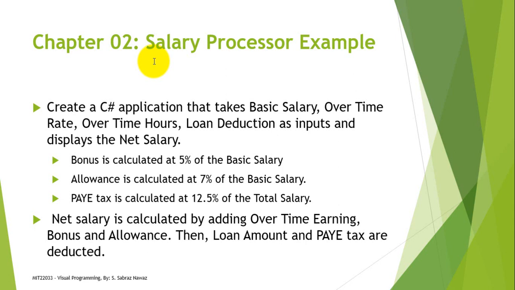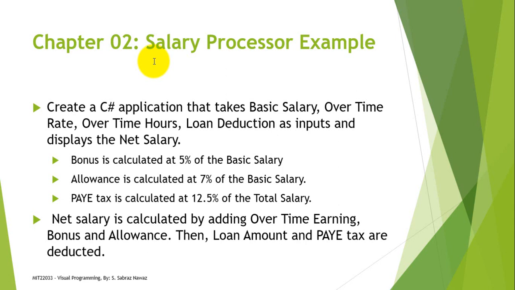So here we are going to have a basic salary as input, overtime hours and overtime rate as inputs, and then the loan deduction amount also as input. So there are going to be four inputs, and the overtime amount will be calculated by multiplying overtime rate by overtime hours, and then bonus and allowance are calculated from the basic salary.